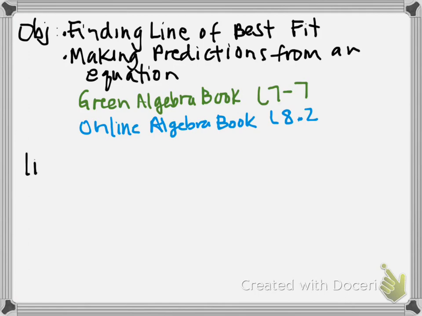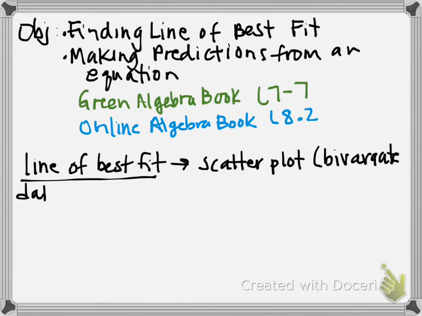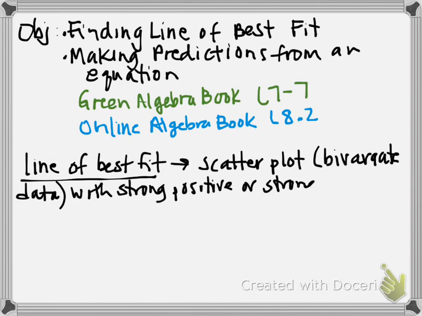So first off, what do I mean by a line of best fit? And we kind of referred to this when we were looking at scatter plots before. Basically, you're looking for, in a scatter plot, and remember that contains bivariate data. So that means you're comparing two things and you're looking for a relationship. So it's a scatter plot with strong positive or strong negative correlation.